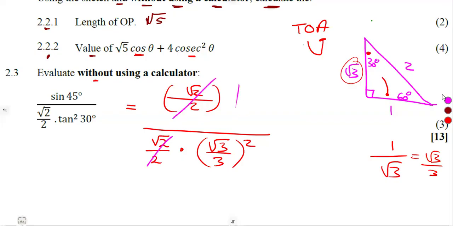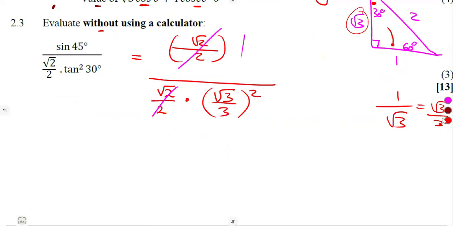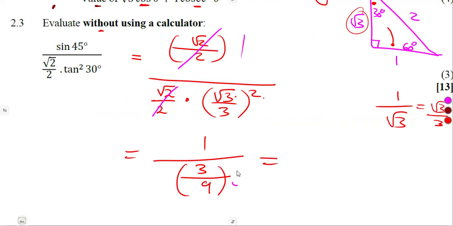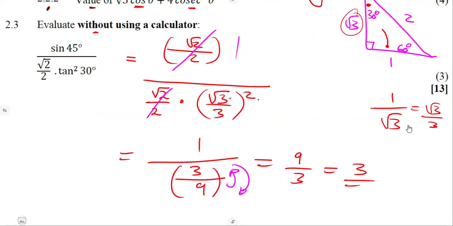This can cancel. So we've got 1 over what is going to remain in the numerator. So that's 1 over the square root of 3 squared. Square root of 3 times the square root of 3 will give us 3, over 3 squared, which is 9. So remember that part that I was talking about, 1 over a fraction. Interchange that fraction. So it's 9 over 3, which is equal to 3. So that is what you're going to have at the end.